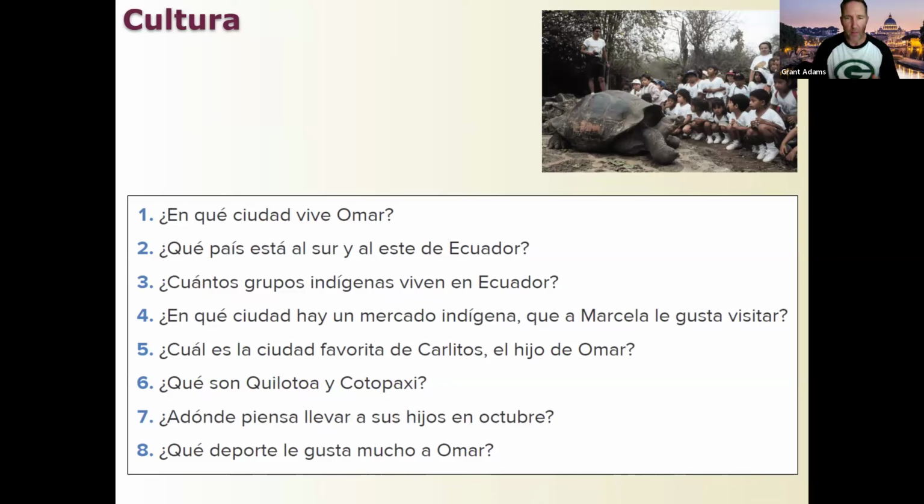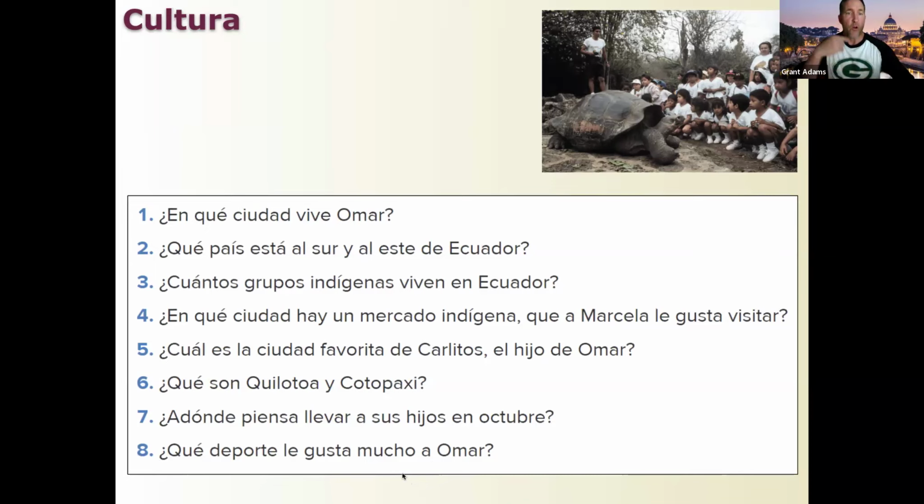Couple things I want to point out. That whole gusta, remember, we're not saying Omar likes. We're saying it's pleasing to Omar. So that last question, what sport is pleasing a lot to Omar? That's why we got that a Omar. So if I say Omar likes to play, a Omar le gusta jugar. So that's a structure that you've seen before and you've practiced.